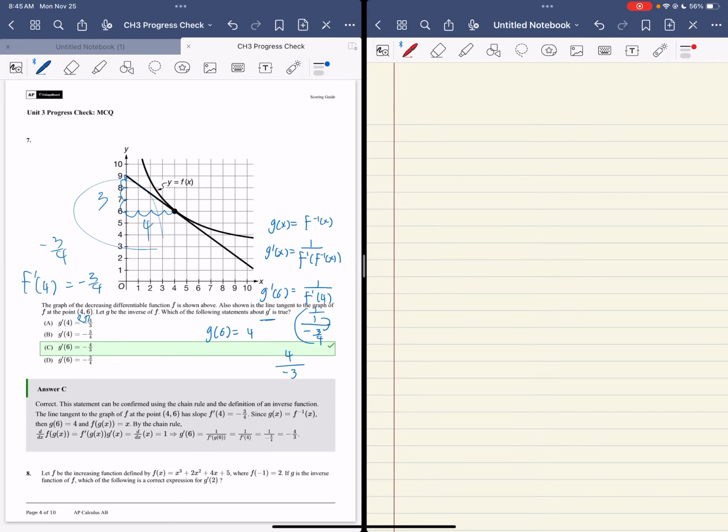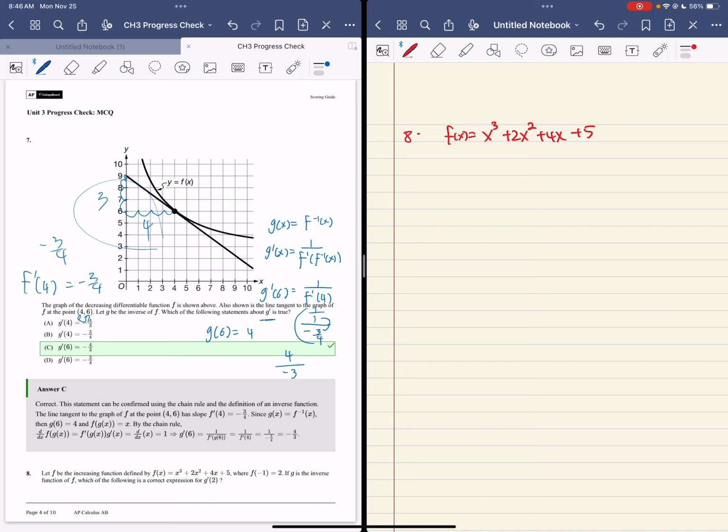Okay guys, this is the second video of the calculus, and now I will go over question number 8. The question says: let f be an increasing function defined by f of x equals x to the third power plus 2x squared plus 4x plus 5, where f of -1 equals 2. Yeah, it's 2. If g is the inverse of f, which of the following is the correct expression of g prime?